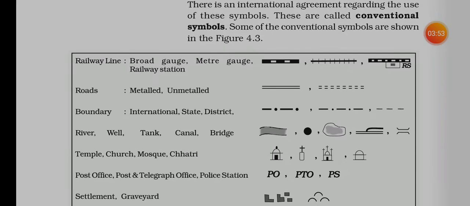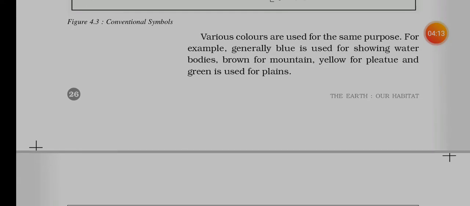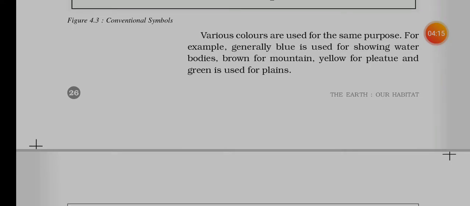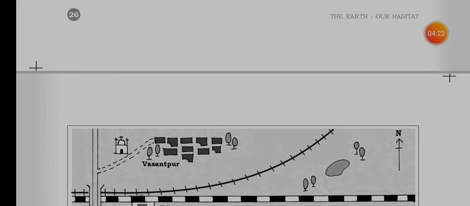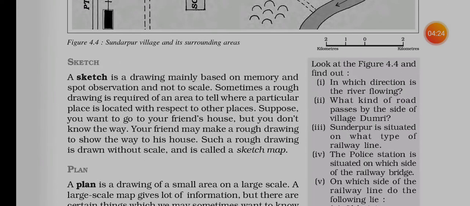For example, for railway lines, broad gauge, meter gauge, or railway stations. Similarly, for roads, metal roads and unmetalled roads. For boundaries, international boundaries, state boundaries, or district boundaries. Similarly, we use many other symbols also for water, for trees, for church, hospitals. For everything we use certain symbols. So now let's proceed further.